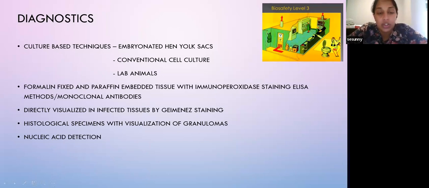In terms of tissue that's sent, you can do both formalin-fixed as well as paraffin-embedded tissue. You can do immunoperoxidase staining with ELISA methods or monoclonal antibodies. You can also directly visualize Coxiella in infected tissues by Giemsa staining. And then histological specimens may also show granulomas, like I described, those donut ring granulomas with patients who present with acute Q fever hepatitis, and then nucleic acid detection, which is the PCR-based techniques, which can either be applied to whole blood or to tissue.